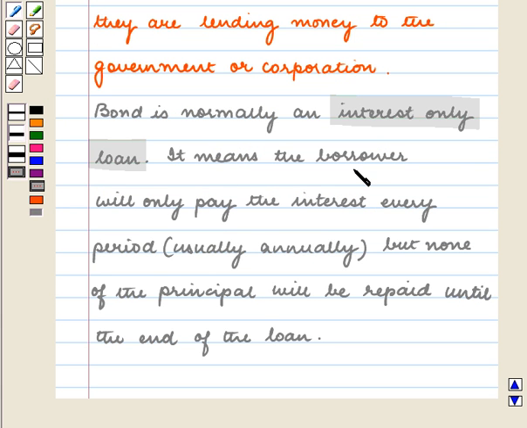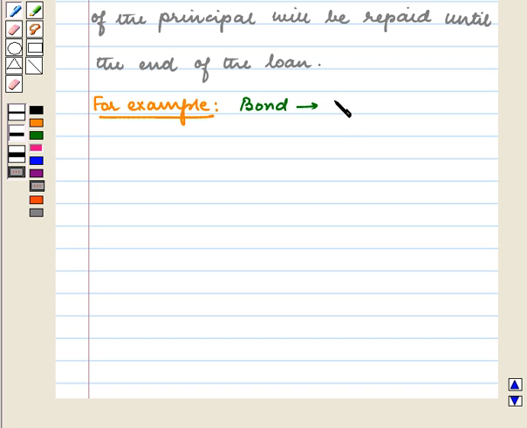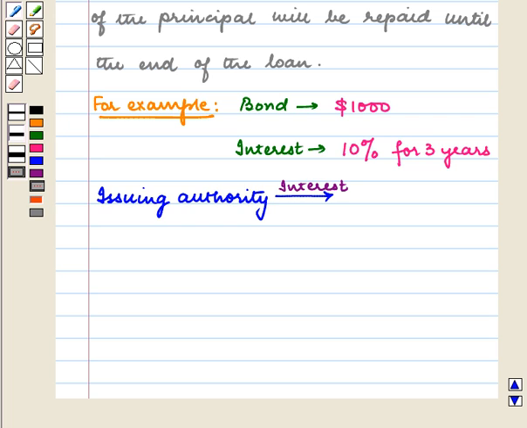It means the borrower, that is the company or government, will only pay the interest every period, usually annually, but none of the principal will be repaid until the end of the loan. For example, if you buy a bond of $1,000 at an interest of 10% for 3 years, then the issuing authority will give you an interest of 10% on $1,000.